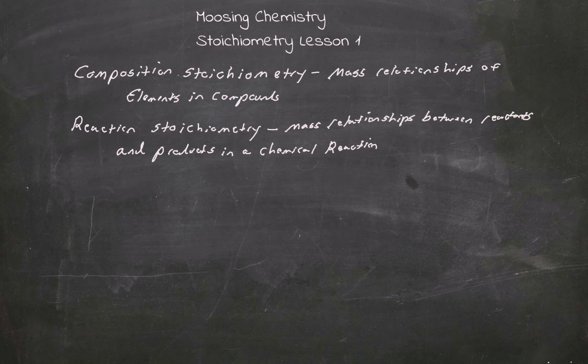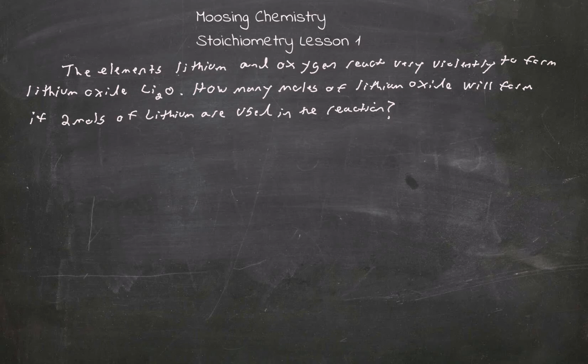All right, so now let's take an example of this particular problem. Here's the first problem we're going to look at. The elements lithium and oxygen react very violently to form lithium oxide, which is Li2O. How many moles of lithium oxide will form if 2 moles of lithium are used in the reaction?